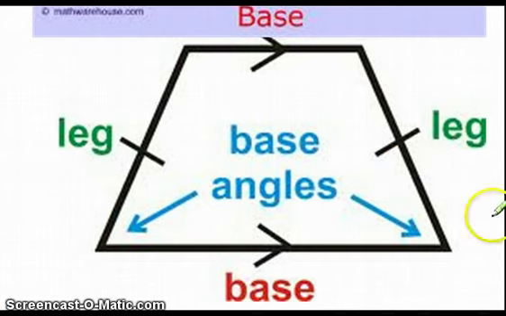Here we have a picture of an isosceles trapezoid. I know it's a trapezoid because it has exactly one pair of parallel sides, and it's isosceles because it has exactly two legs that are the same length. We call the angles made by a base and a leg the base angles. The base angles are congruent in an isosceles trapezoid, whereas the angles in a regular trapezoid are not congruent.